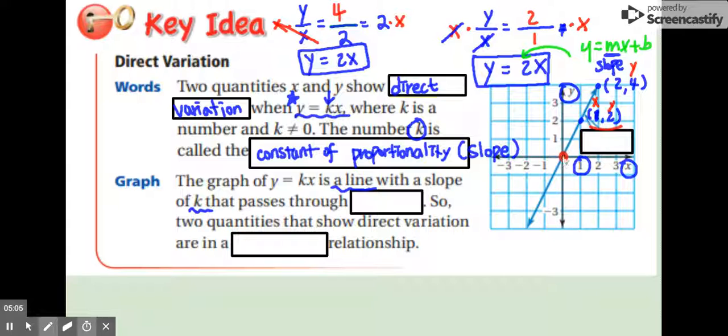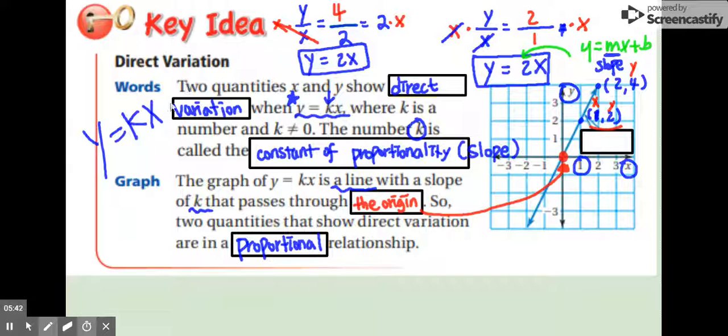So we already talked about when two quantities are in a proportional relationship, then the line passes through the 0, 0 origin, right? So through the origin. And if you still don't know where the origin is, you better put a little arrow. So the two quantities that show direct variation are in a proportional relationship. So we already know that. We just learned that direct variation looks like y is equal to kx.